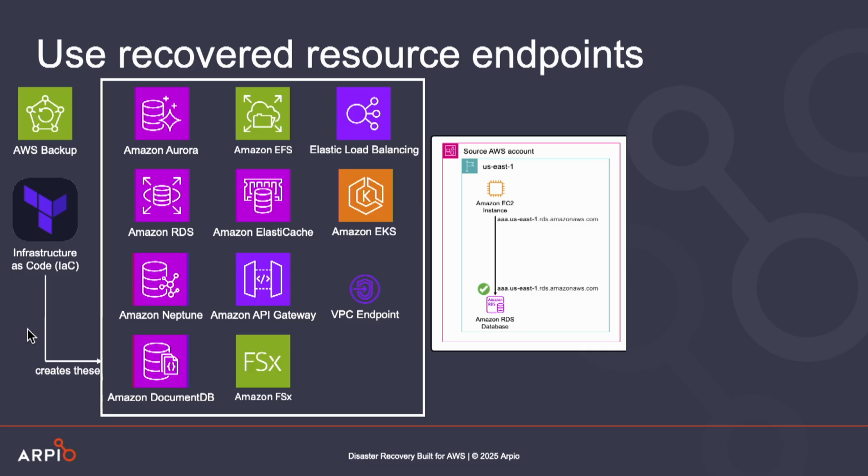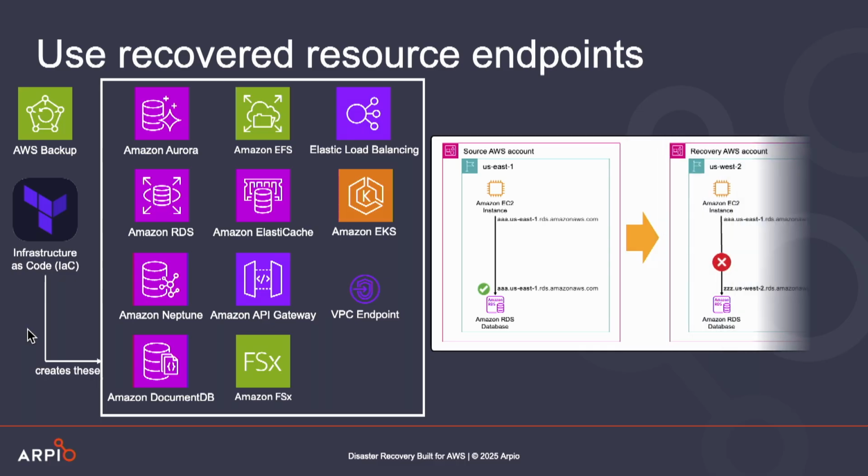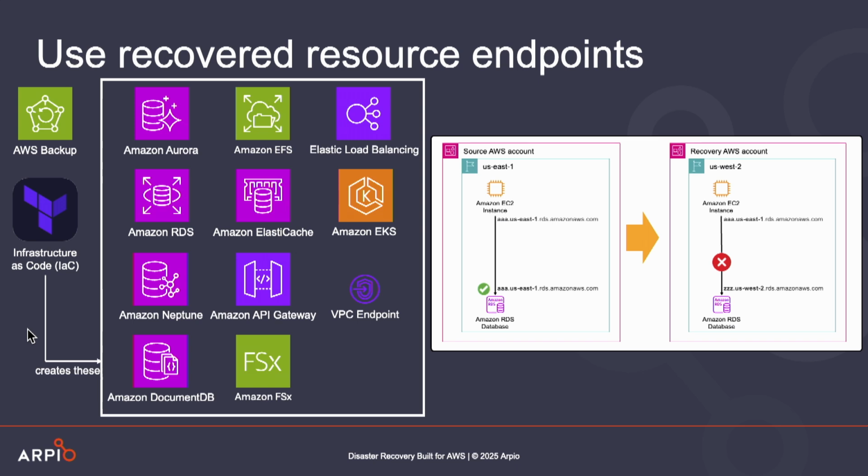In all of these cases, they're going to come up with a new endpoint, meaning they have a DNS endpoint that your application talks to them over. You can see in the source here, hopefully you can read the text, the application's talking to endpoint AAA, and the database is at endpoint AAA, and everything's happy. But when you restore that database in the recovery environment, and your application doesn't know that the endpoint's changed, that it's now ZZZ, it's going to fail.